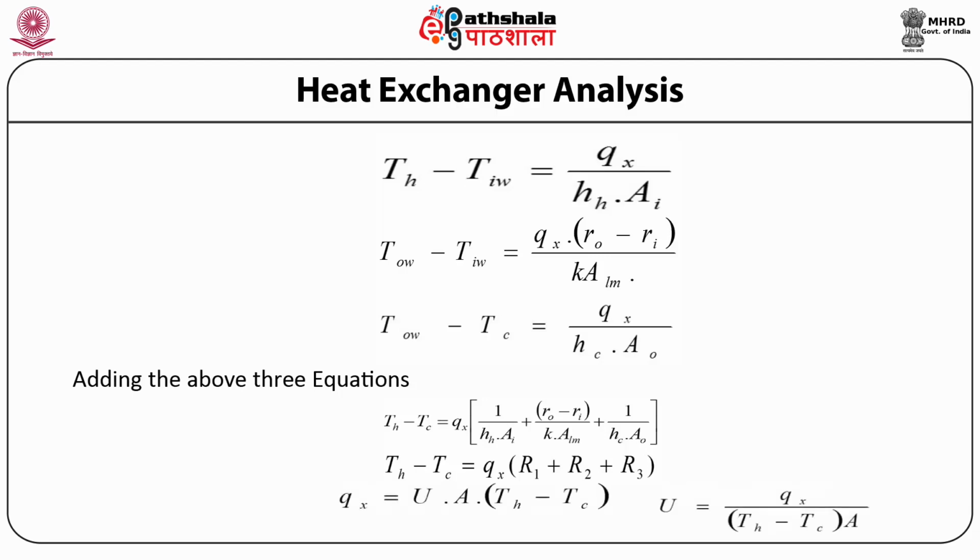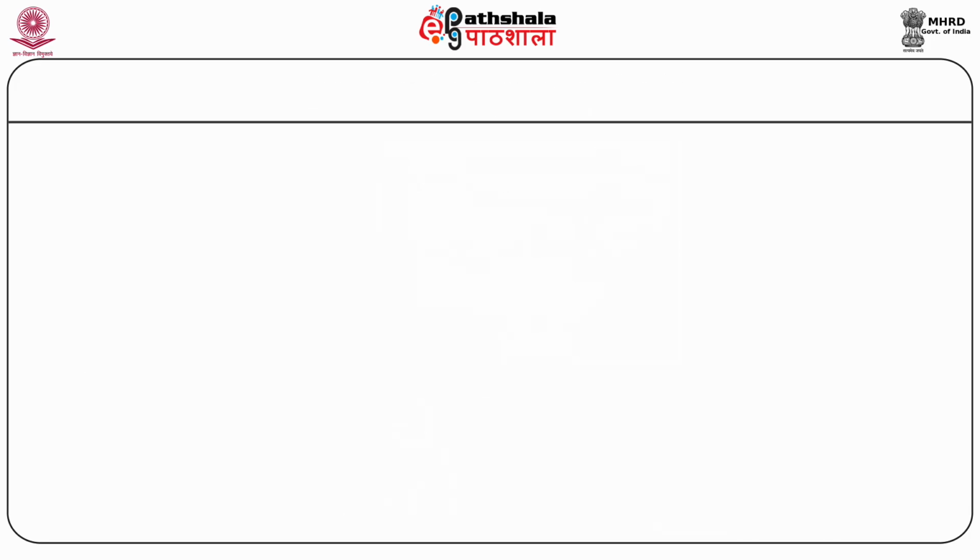Qx equal to U into A into (TH minus TC). So, by comparing these two equations, we will get the expression for the overall heat transfer coefficient, that is U equal to Qx divided by (TH minus TC) into area.